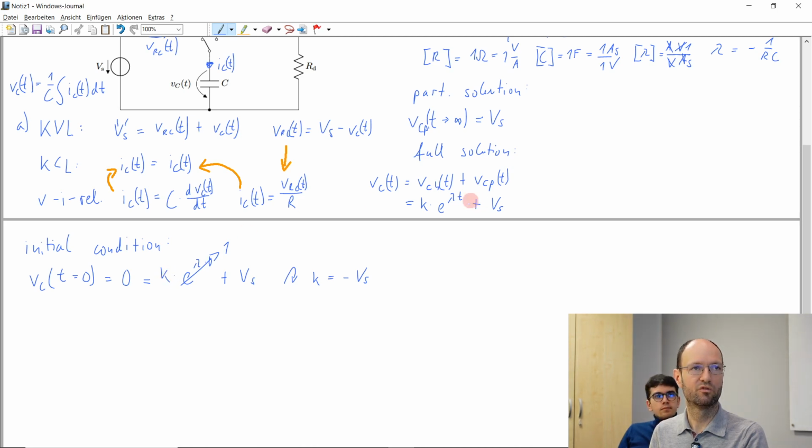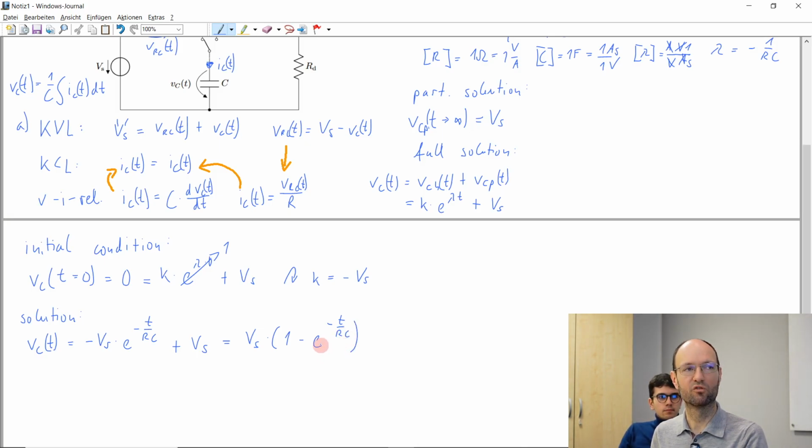And so using this, we can rewrite our solution, and now we have, let's say, the finished solution of this problem, to say that our voltage function that we were looking for is minus source voltage multiplied with e to the minus t divided by RC plus the source voltage. And so this could be rewritten in maybe a nicer way to say it's source voltage multiplied with 1 minus e to the minus t divided by RC.